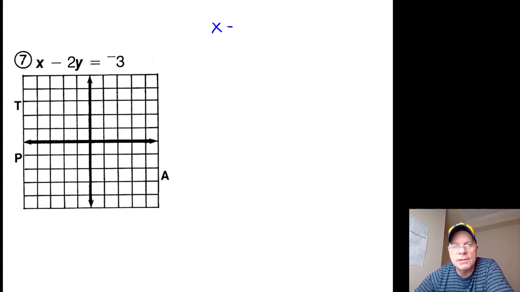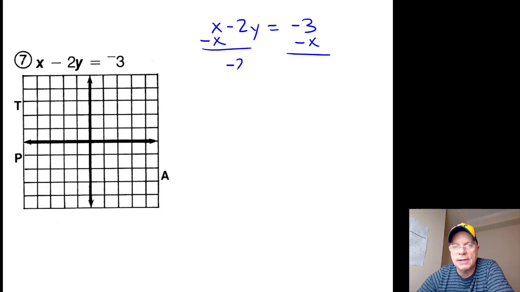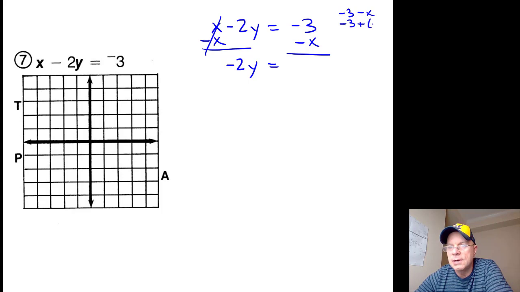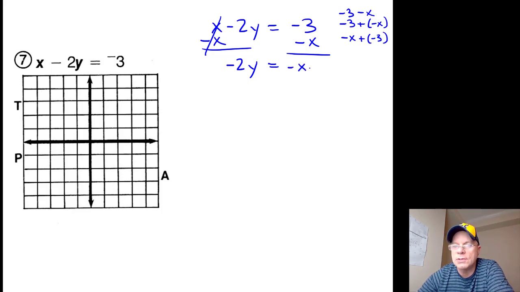Number 7, x minus 2y is equal to negative 3. Subtract x from both sides of the equation. On the left side, if I was subtracting 2y, that's the same as adding negative 2y, so I still have negative 2y when this first term goes to 0. And over here I have negative 3. I'm going to write it here, negative 3 minus x is the same as negative 3 plus negative x. So I can write that as negative x plus negative 3 if I want to keep the variable term first.